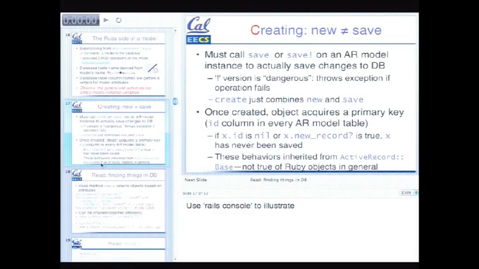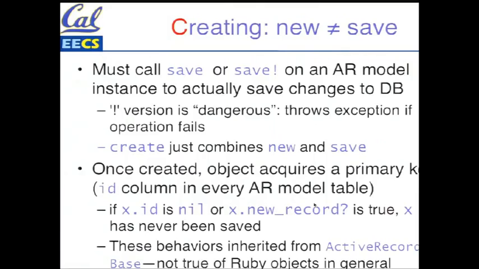Keep in mind, as you start to see these behaviors, that these objects behave this way because they inherit the behaviors from ActiveRecord::Base. Right? So save, create, new record, all of this stuff, those aren't behaviors of Ruby objects generally. They're behaviors of ActiveRecord objects. And when your model subclasses from ActiveRecord, you get those things. OK, read, finding things in the database.